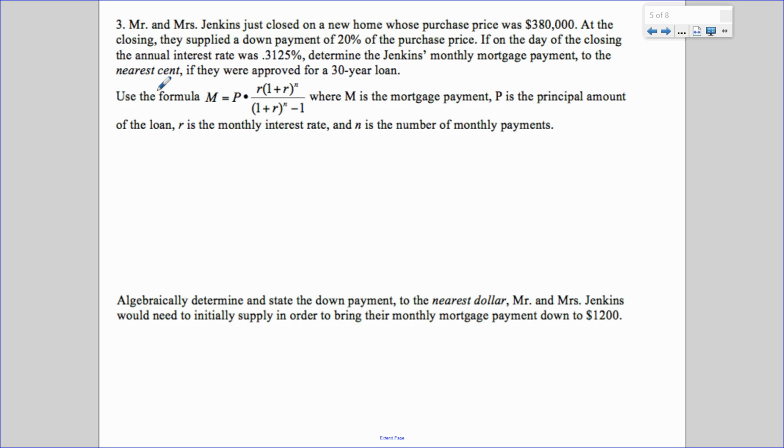Mr. and Mrs. Jenkins just closed on a new home whose purchase price was $380,000. That's your T. That's the total cost of the home. At this closing, they supplied a down payment of 20% of the purchase price. So the down payment was 20% of the purchase price. I want you to try and figure that out for about 15 seconds: what the down payment is.